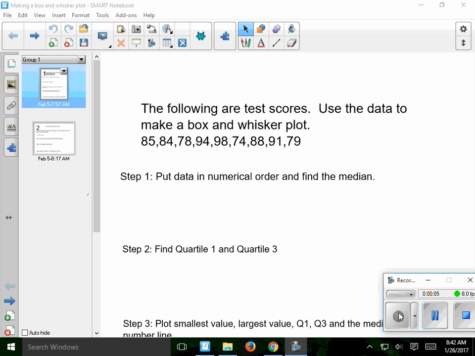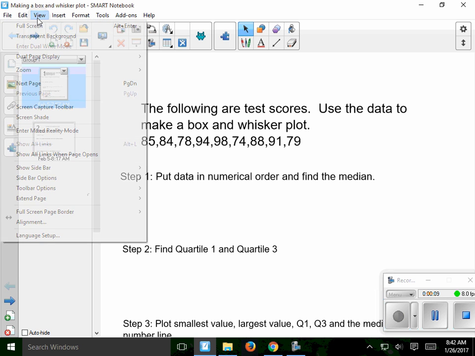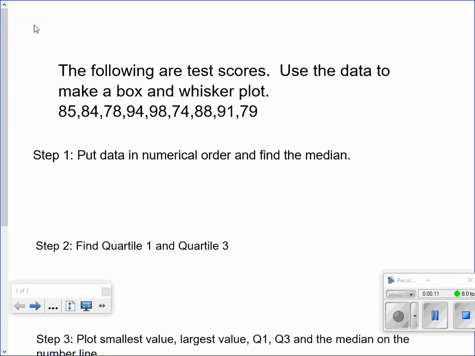We're going to make what's called a box and whisker plot today. What a box and whisker plot is, it's like a picture of the data. It's a picture that describes where all of the data is. And I'm going to show you how in a second.